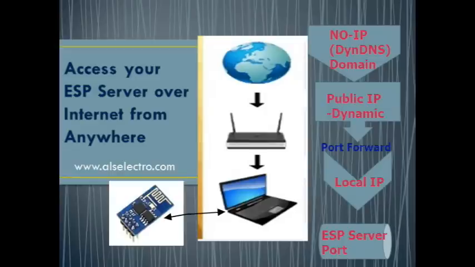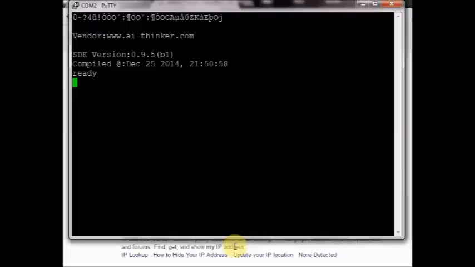Hello all, this video is on accessing your ESP server over the internet from anywhere in the world. The complete IoT setup is explained: starting a server on ESP, making the IP of the ESP server static, port forwarding, Windows firewall setting, and most important of all, making your public IP static using a No-IP account. Everything is explained in this single video.